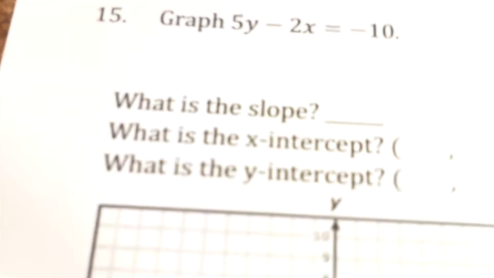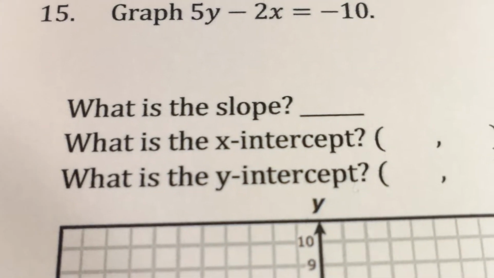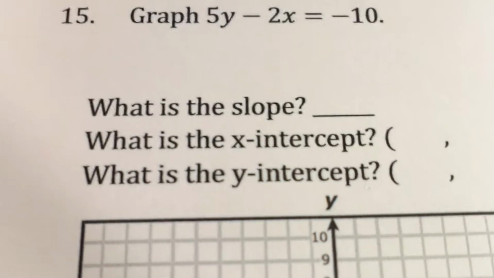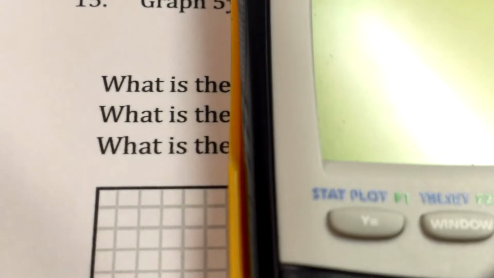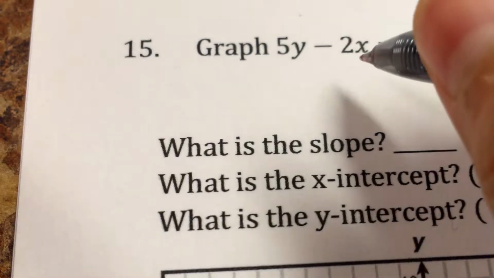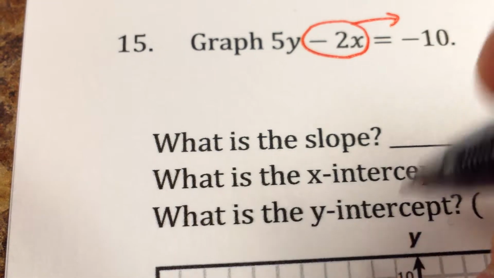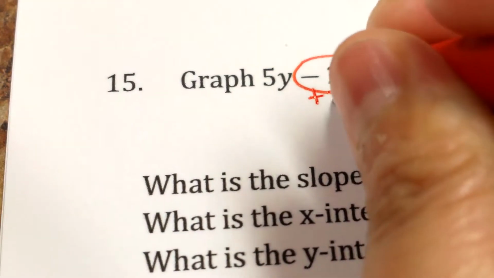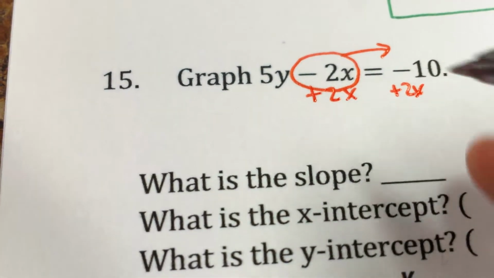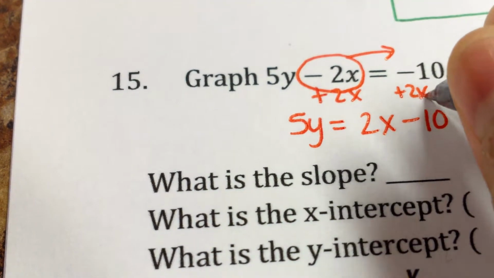Alright. Here's another one. This one's a little bit different, not too much. We want to graph it. Once again, in order to graph it, it needs to be in what form? It says it right here, y equals form. We want y by itself. It's not by itself right now, so you need to rearrange it so that you have y equals mx plus b. Let's go ahead and move the negative 2x to the other side. But in order to do so, you need to get the opposite sign. So positive 2x, positive 2x. So I have 5y equals 2x minus 10.